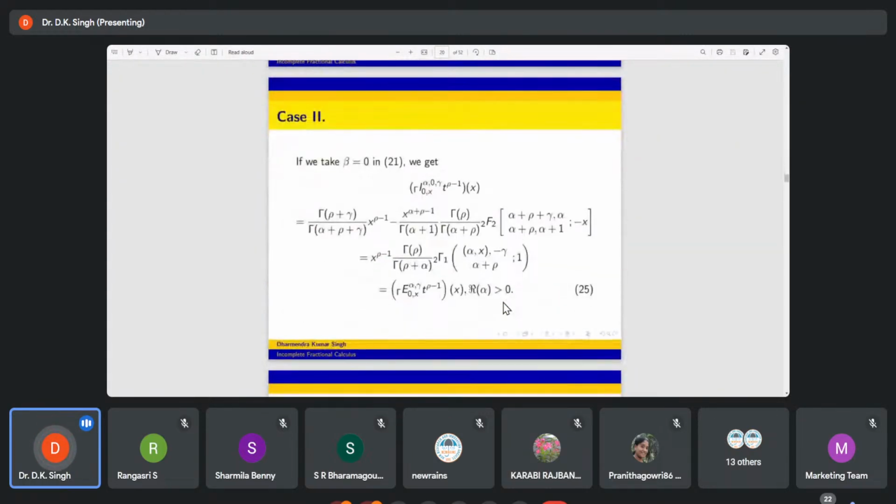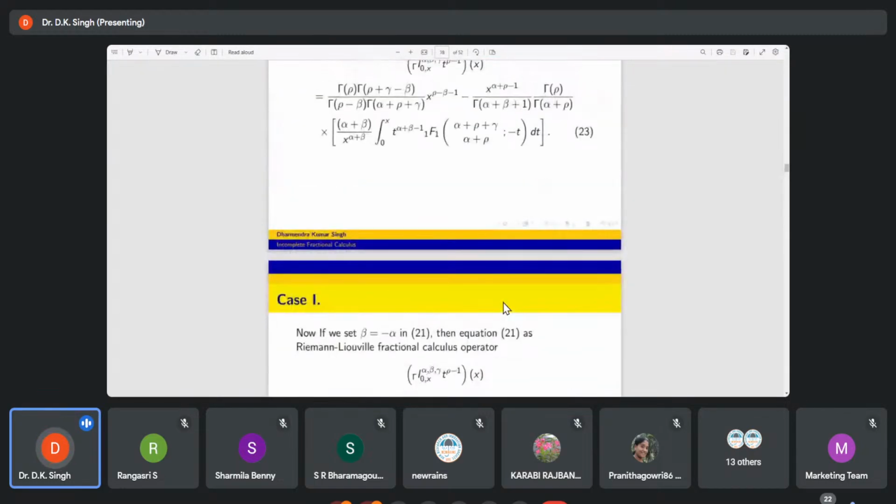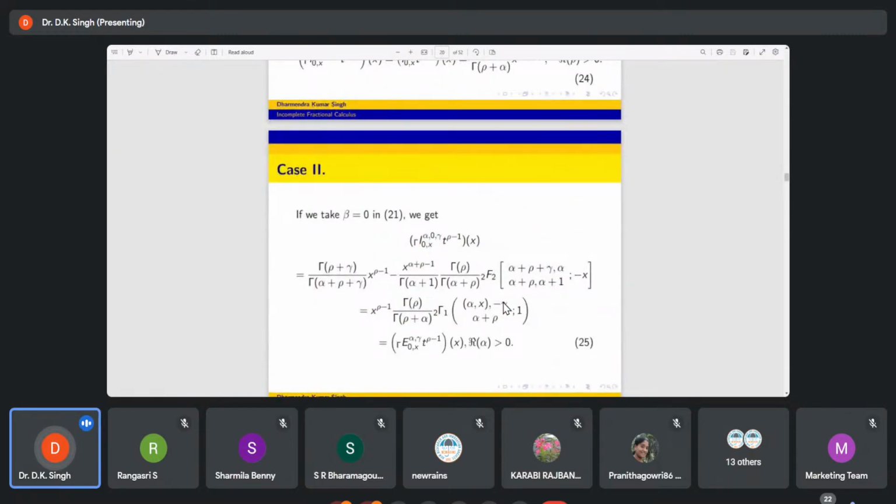Similarly, if you put beta equal to 0 in this expression, you will get the delay operators. If you substitute beta equal to 0 in equation 23, you will get this form again.